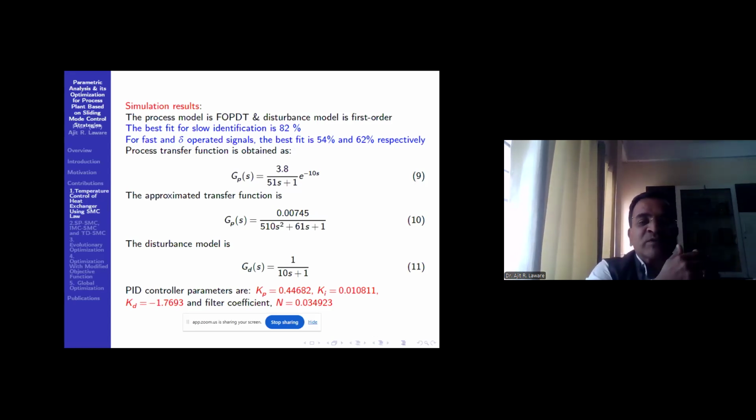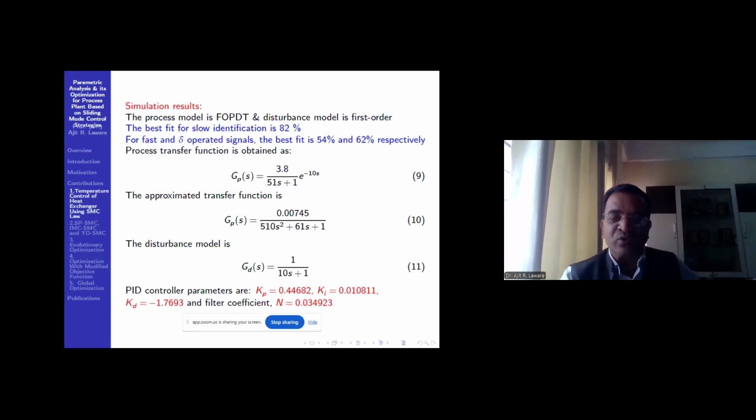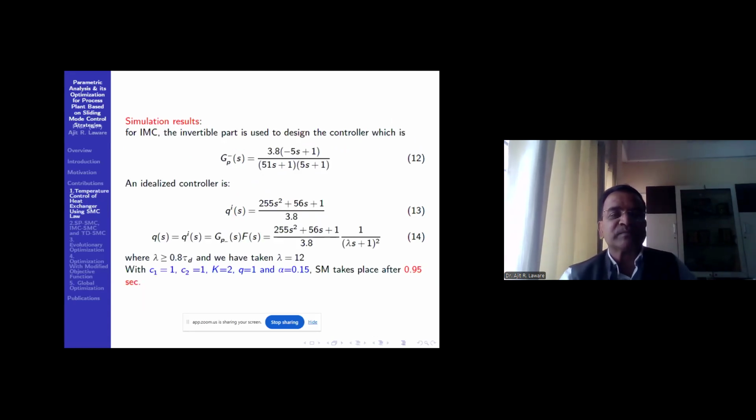I am getting the process model, the heat exchanger model, as a FOPDT. That is, the static gain is 3.8, the time constant is 51 seconds, and the dead time is 10 seconds. Then the approximated transfer function, using first order Pade approximation, is represented by equation 10. And the disturbance model, as discussed earlier, is a first order model. And for this, the PID parameters are shown over there, where N is the filter coefficient.